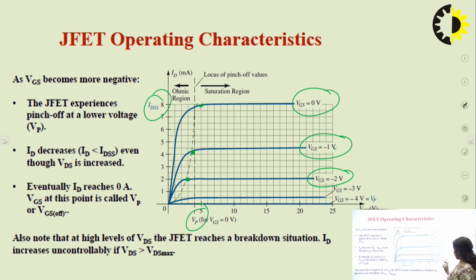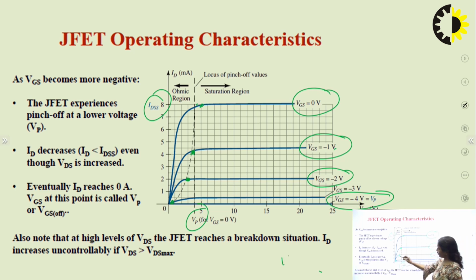And as soon as we apply VGS equal to VP, that is the pinch off voltage, at that point of time your current reduces to 0. That means the channel almost overlaps, and if the depletion regions are almost overlapping each other, no charge carrier is allowed to pass through the channel between the two depletion regions. So the current drops down to 0. So here it is interesting.